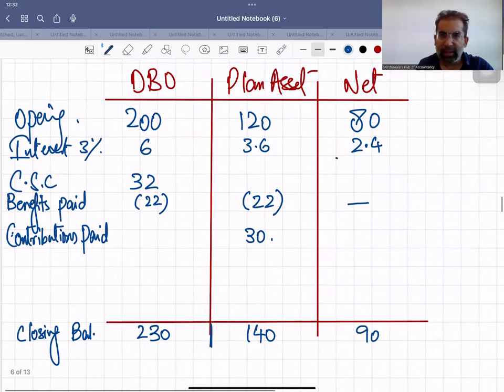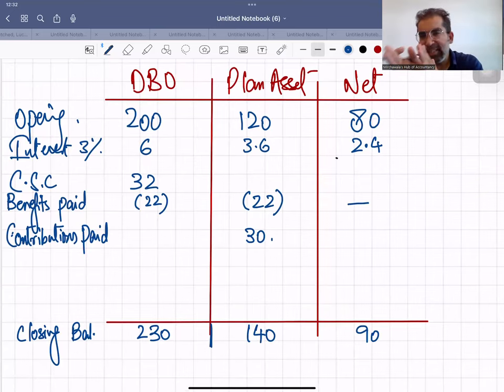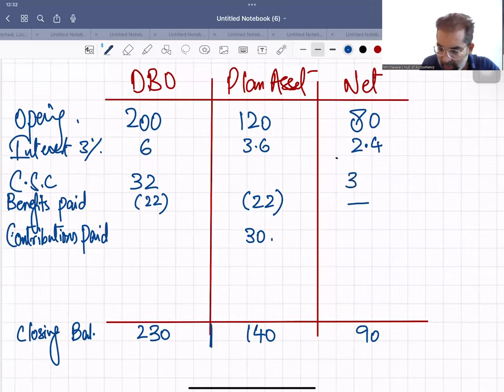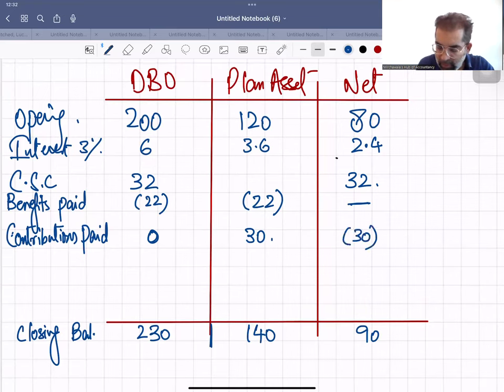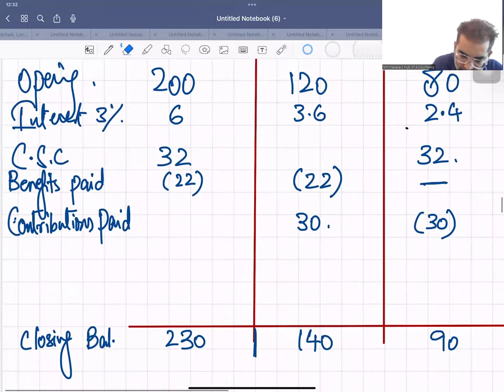Okay, now wait, let me make the net column again. So net, how do we make the net column? DBO less plan assets. So 32 minus nothing written, which is 0, is 32. Minus this will be cancelled. And in the contribution paid column, in the first column, nothing is written, it means 0. So 0 minus 30 will give you negative 30. Okay, now let me write here.